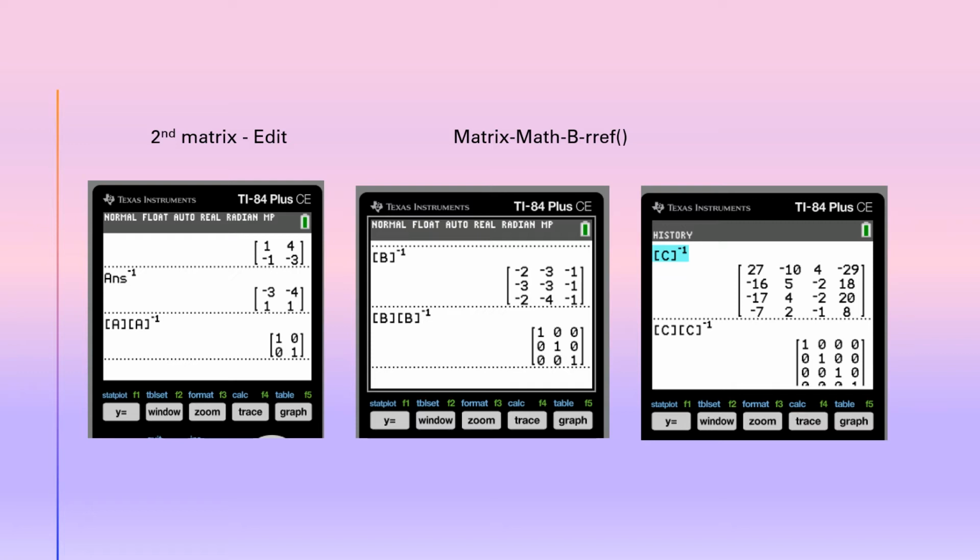We can also check whether the matrix we got is the correct answer by multiplying A and A inverse. When we multiply those two, it must give a unit matrix, a 2 by 2 unit matrix 1, 0, 0, 1. Yes, it gives the unit matrix. So the matrix -3, -4, 1, 1 is the inverse of the given matrix A, which is 1, 4, -1, -3.